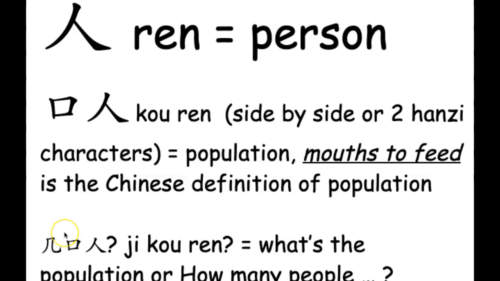What if you're talking about the population of China? Zhongguo you jikouren. China has how many? How about the United States? Meiguo you jikouren. How many in the population? So kouren is a side-by-side combo. So I hope this helps you.